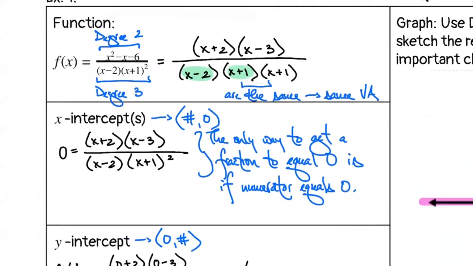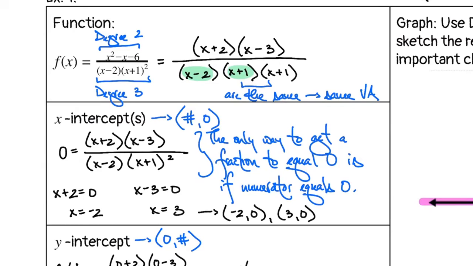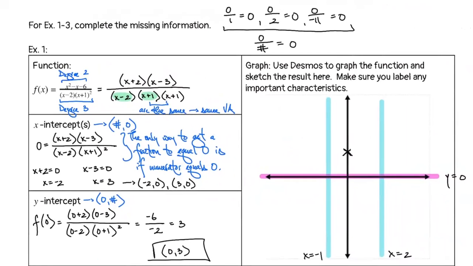And so we'll get x plus 2 equals 0 and x minus 3 equals 0, which gives us negative 2 and a positive 3. And if we write those as coordinates, we'll get negative 2 comma 0 and 3 comma 0. And we can go ahead and plot those here. So we'll get negative 2 somewhere right about here, positive 3 somewhere right about there.